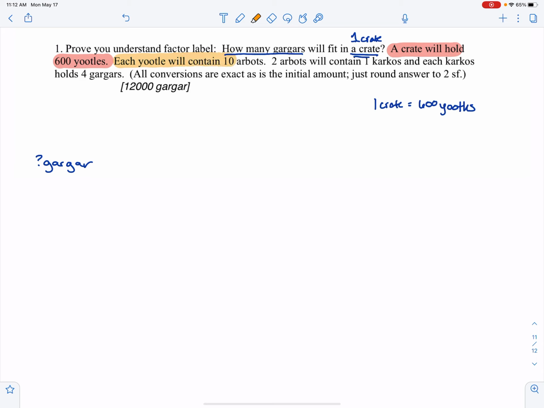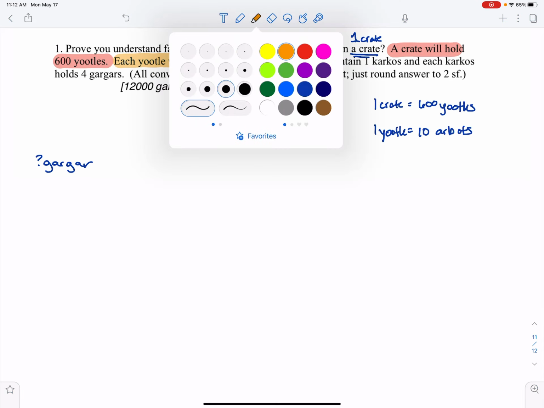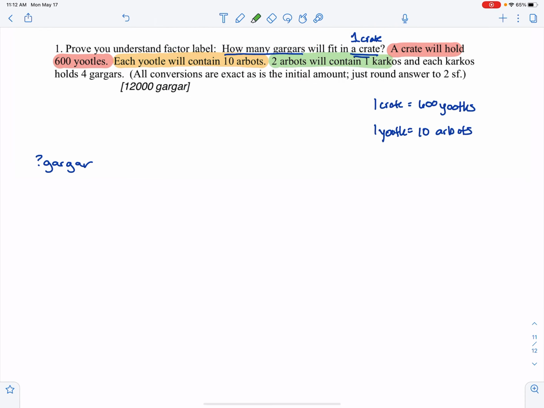And then we have, it will contain 10 arbots. So one util, 10 arbots. Two arbots is one carcos. And each carcos is four gargars. So each is the same thing as saying one. So one carcos equals four gargars.